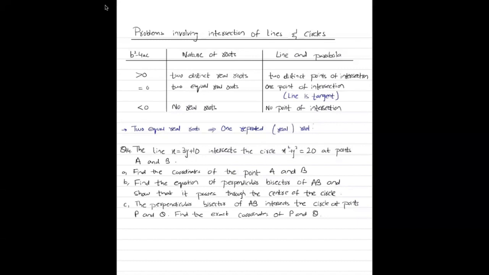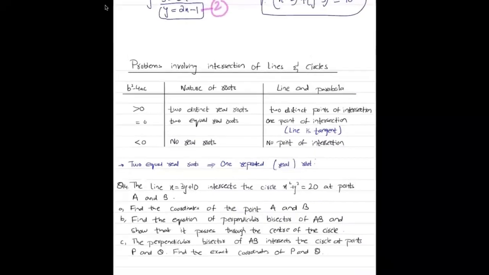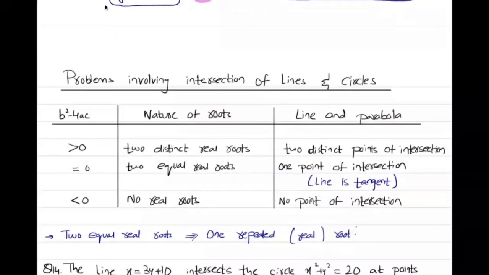All right. So in this class, we are going to be doing problems involving intersection of a line and a circle. I want you to recall the first chapter when we were doing quadratics. We said that a line, when we had this quadratic curve, can either intersect the curve at 2 points, or it can intersect the curve at 1 point, which means that the line is going to be tangent to the curve, or the line and the curve cannot intersect at all.